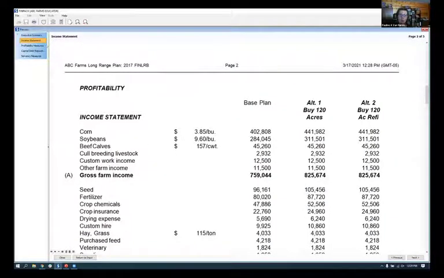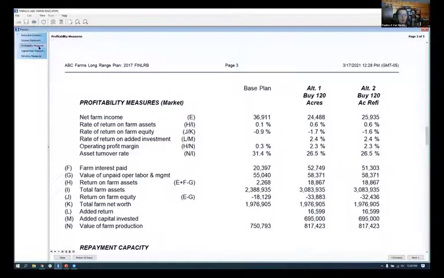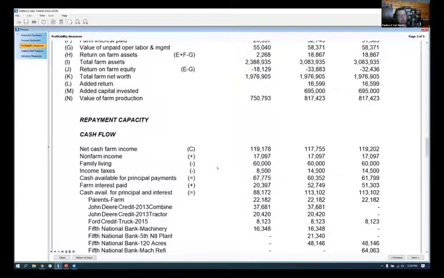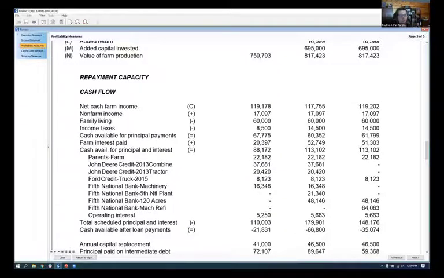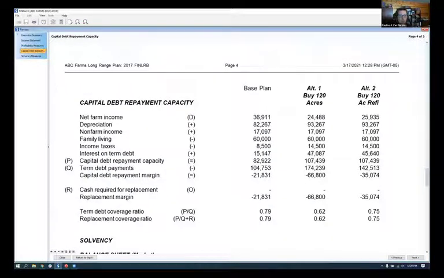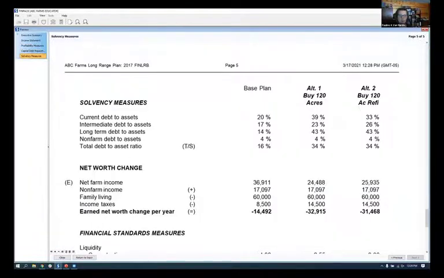With that, again, you'll get a look at the income statement for your different alternatives, and then a look at the different detailed financial information. So a detailed look at profitability and repayment capacity here, so you can see the numbers involved. And then that continues here, and then lastly, our solvency measures. So more of a high level basic look at different alternative planning.